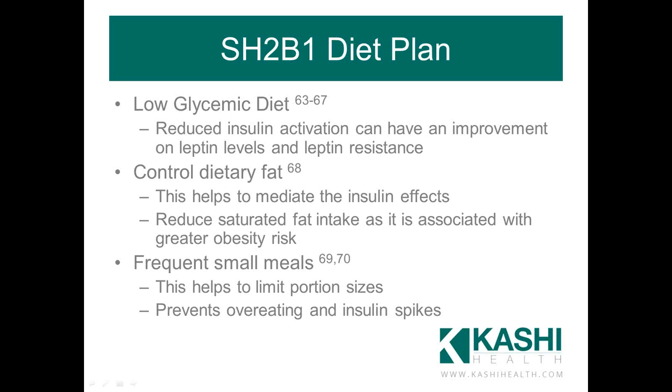What we've designed with the SH2B1 diet plan is our low glycemic diet. This helps to reduce the effects of both the insulin and the leptin resistance involved with SH2B1 carriers. We're also looking to control dietary fat to help to mediate the insulin effects and reduce saturated fat intake as it is opposed to greater obesity risk in these individuals. Again, we're looking at more frequent small meals, the 5 meals a day, to help limit portion sizes and to prevent overeating and inducing insulin spikes.